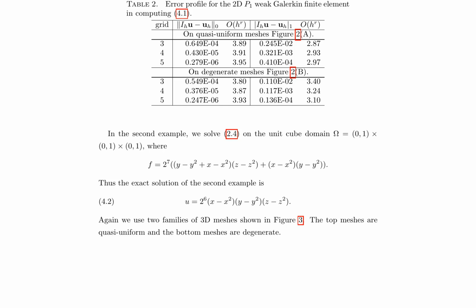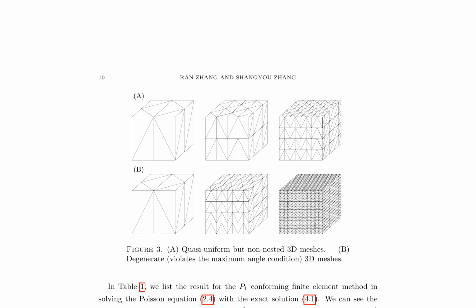The paper also extends its analysis to the 3D case, where the P1 conforming finite element method shows suboptimal convergence rates on both quasi-uniform and degenerate meshes, as indicated in Table 3. In contrast, the P1 weak Galerkin finite element method maintains its superior performance, achieving 2 orders above the optimal convergence rate in both L2 and H1 seminorms on both types of meshes, as detailed in Table 4.